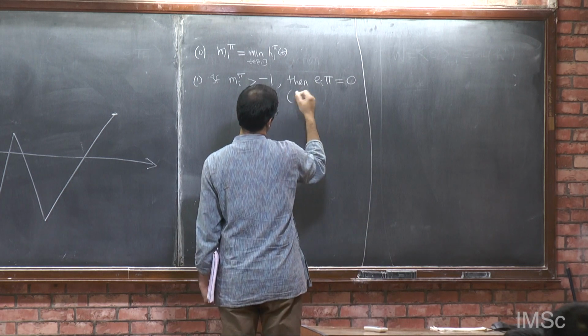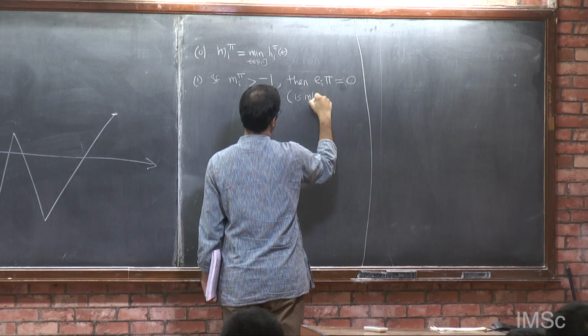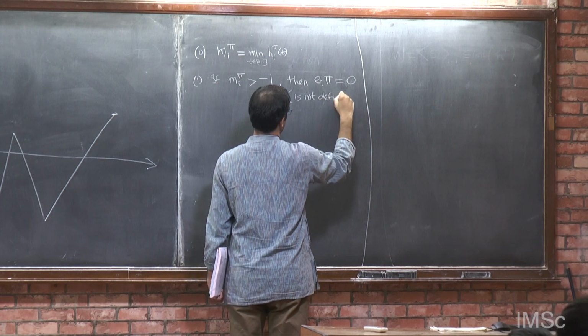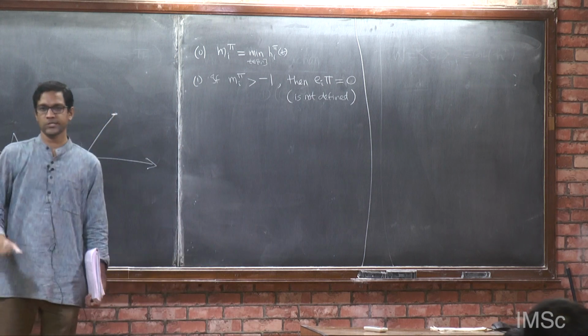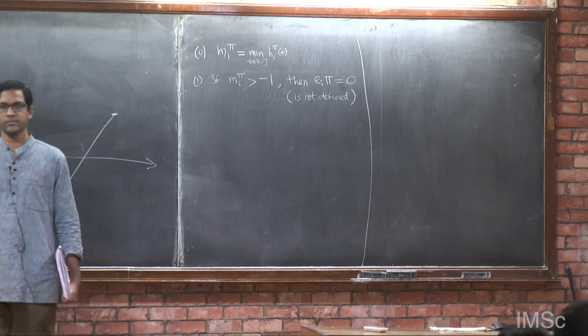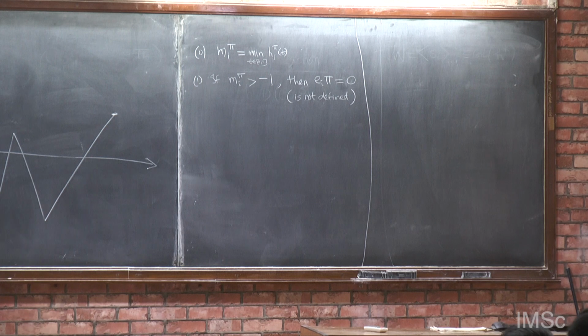Really what we mean is not defined. This is just shorthand for that. When it's not defined, we'll just say e_i pi is 0. I mean 0 is just thought of as some path which doesn't exist, if you wish. So it's not defined in that case if the minimum value is strictly bigger than -1. Now, if the minimum value is low enough, it's -1 or lower, then here's what we do.